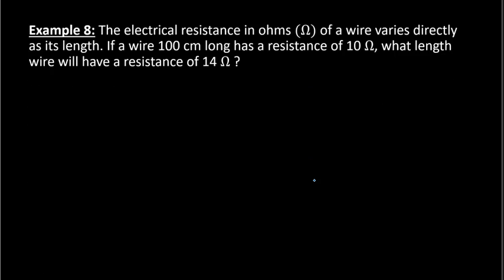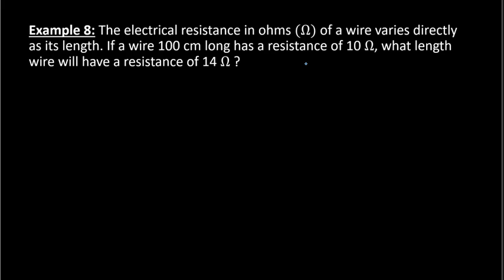Example 8. This one uses actual information. So here it's not just letters. We actually have a real scenario. In this problem, it says the electrical resistance in ohms of a wire varies directly as its length. If a wire 100 centimeters long has a resistance of 10 ohms, what length of wire will have a resistance of 14 ohms?